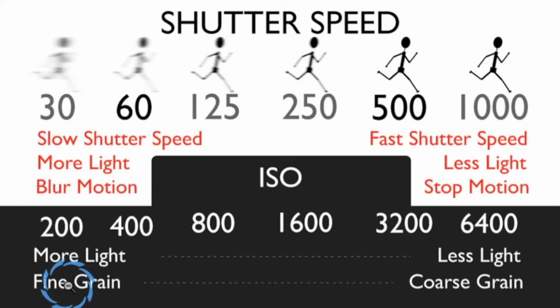The trade-off of ISO is you're going to have a finer grain down here, so you're going to have better image quality. The higher the number, you're going to have coarse grain, or in the case of digital, you're going to have more noise as you get higher in your ISO. So it's important to note, ISO is usually the first thing that I'm setting.